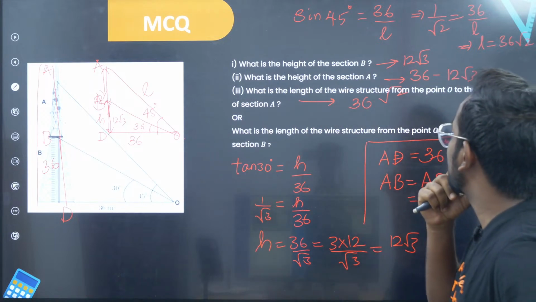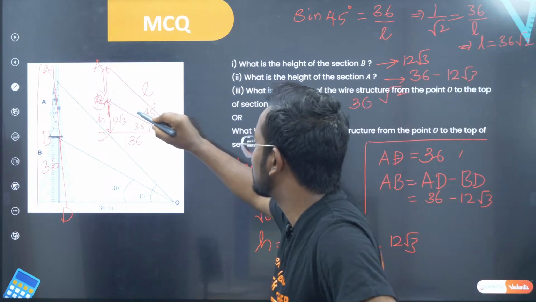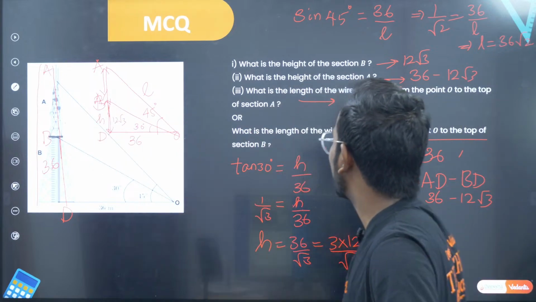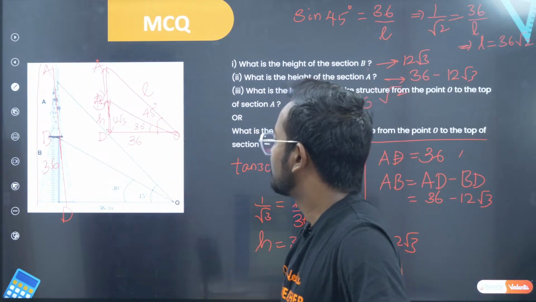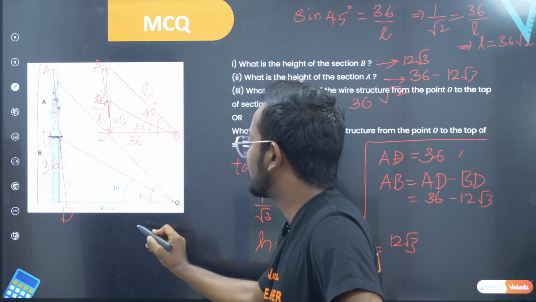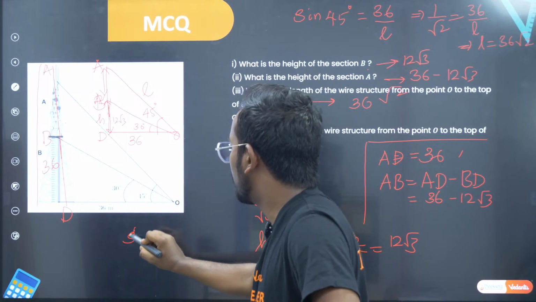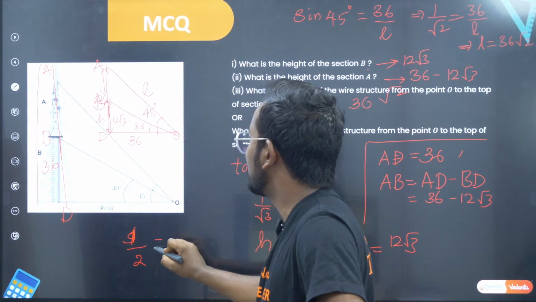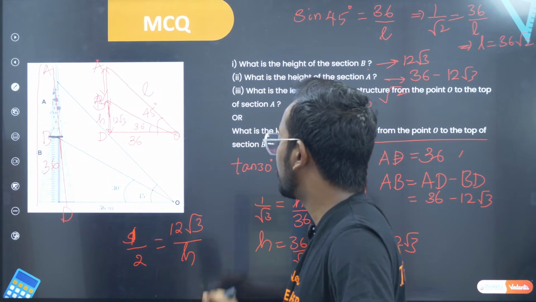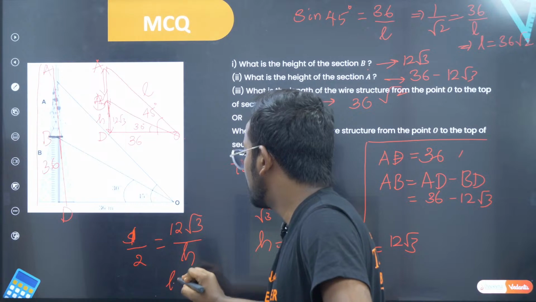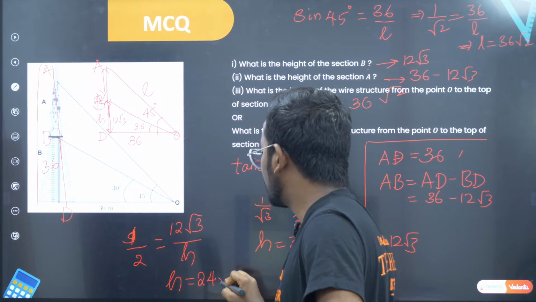What is the length of the wire structure from the point O to B? So this distance is asked. I know the height. We have calculated section B height, that is 12 root 3 meter. So opposite by hypotenuse, I'll again take sine theta. Sine 30 is 1 by 2. So 1 by 2 is equal to opposite 12 root 3 divided by hypotenuse. I want the hypotenuse, so the answer should be H is equal to 24 root 3. Now the answer is correct.